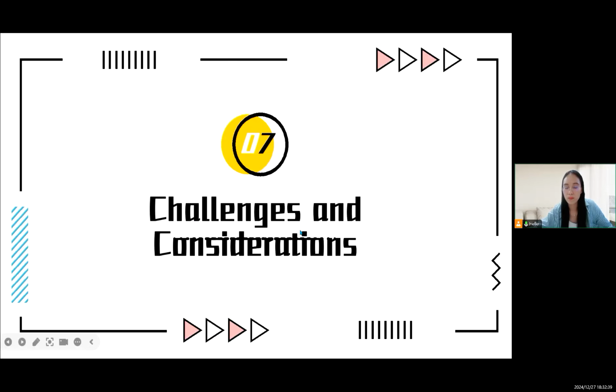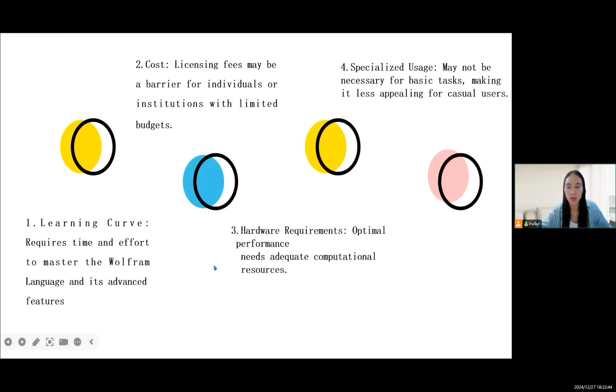And then the seventh part is about challenges and considerations. The first one is the learning curve, which requires time and effort to master the Wolfram language and its advanced features. Researchers and advanced students may find it is essential, but also users may be discouraged by the effort needed to become proficient.